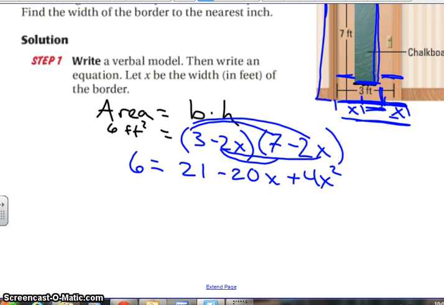So should we subtract 6 first, or should we put it in standard form? What do you think? Standard form first? Okay, so John, tell us what that is. 4x, 6 equals 4x squared minus 20x plus 12. Good. Okay, so now we're going to want to set it equal to 0, right? So how do we do that? Subtract 6. Good.